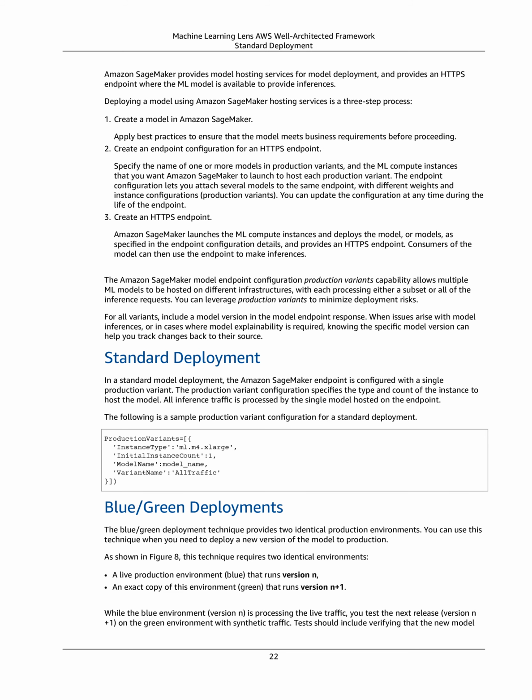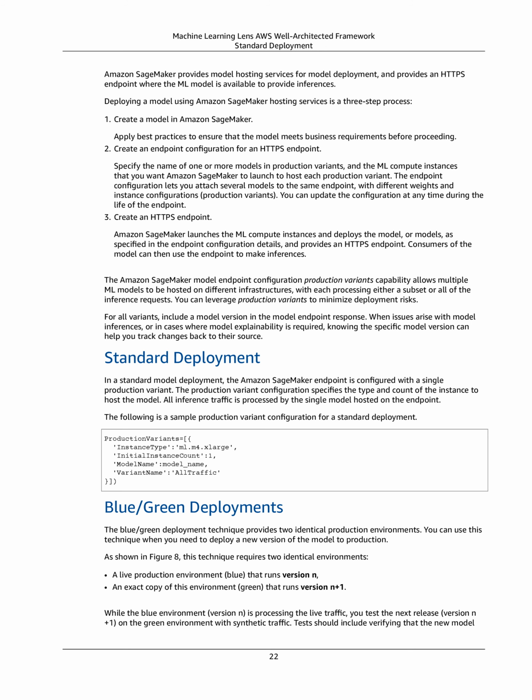Blue/green deployments. The blue/green deployment technique provides two identical production environments. You can use this technique when you need to deploy a new version of the model to production. As shown in Figure 8, this technique requires two identical environments. A live production environment, blue, that runs version n. An exact copy of this environment, green, that runs version n+1.